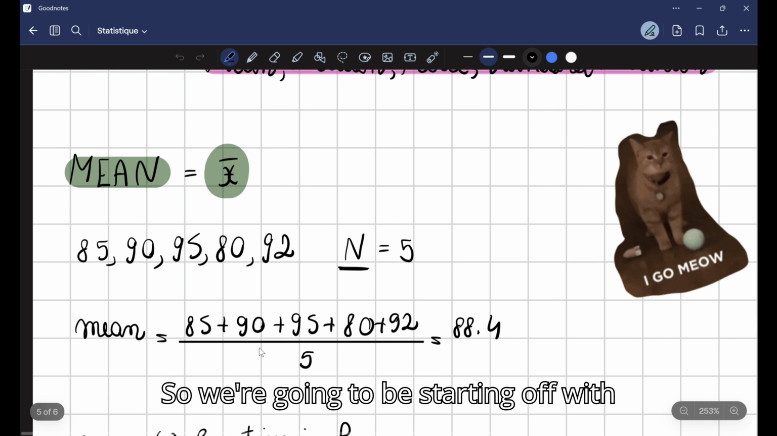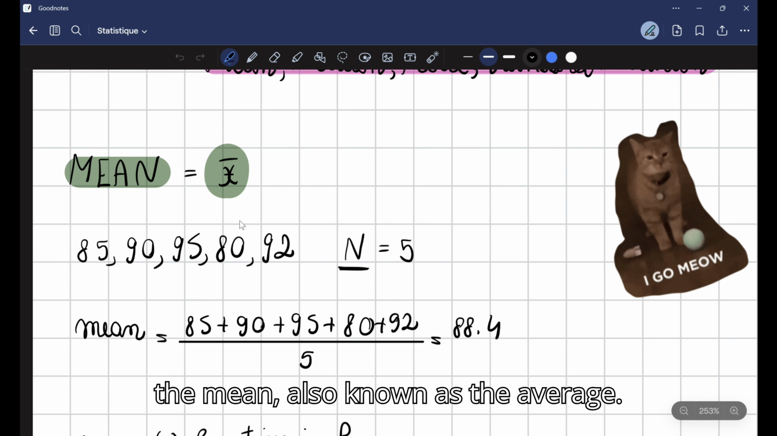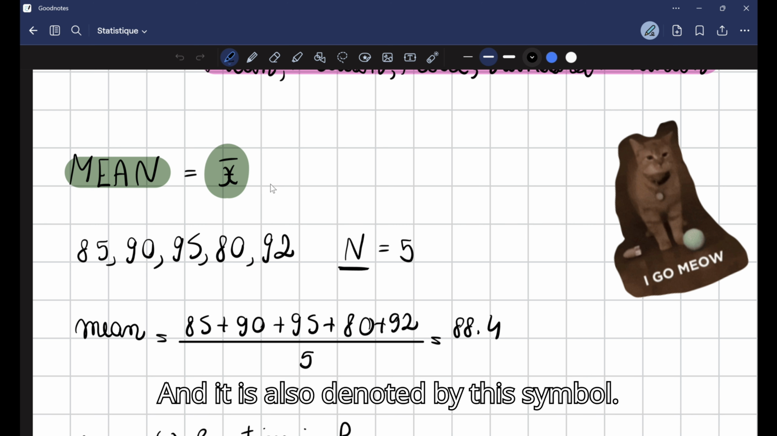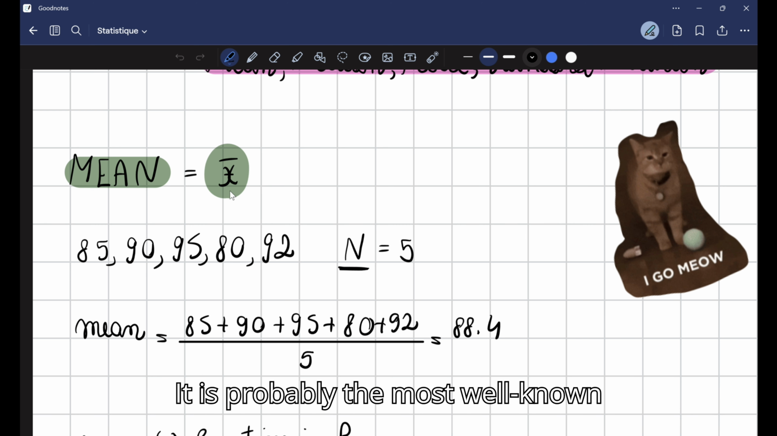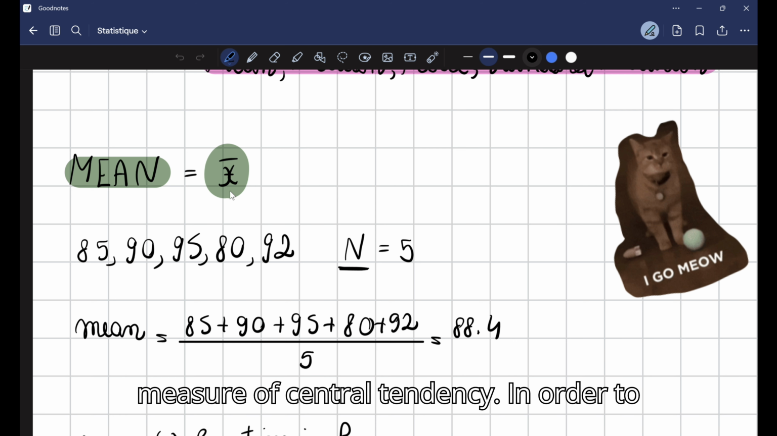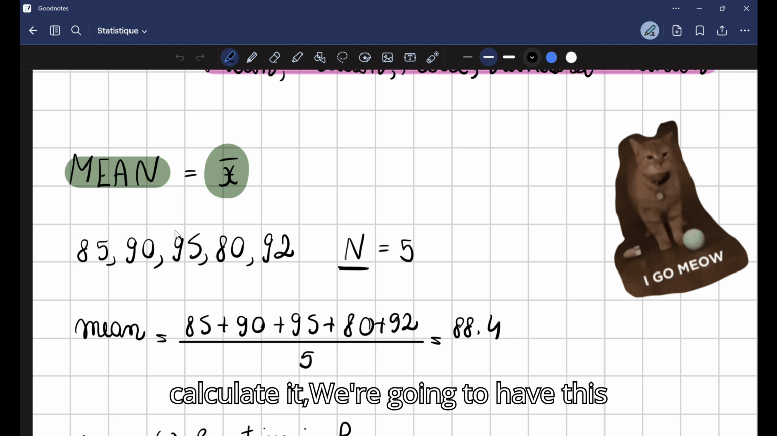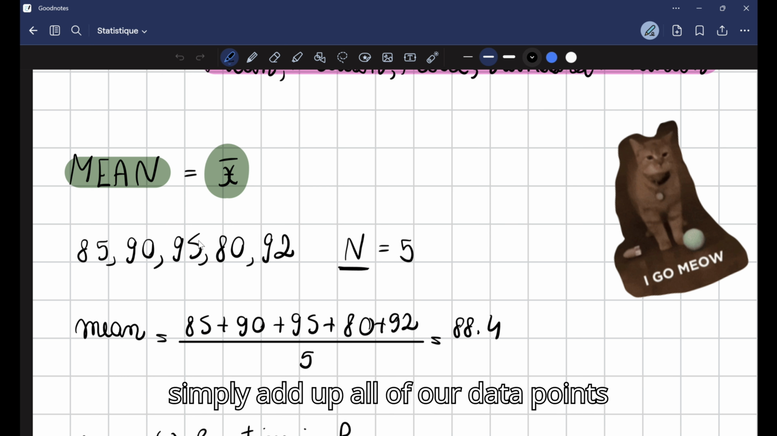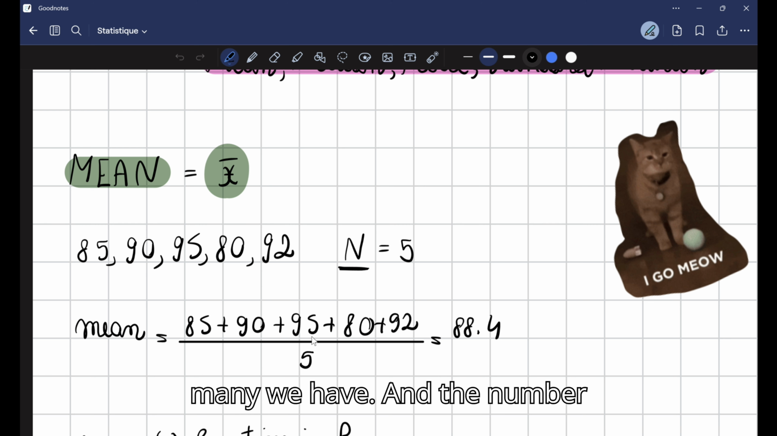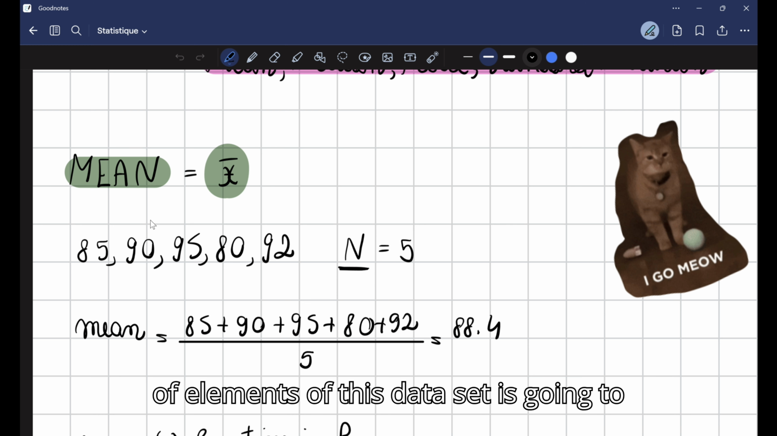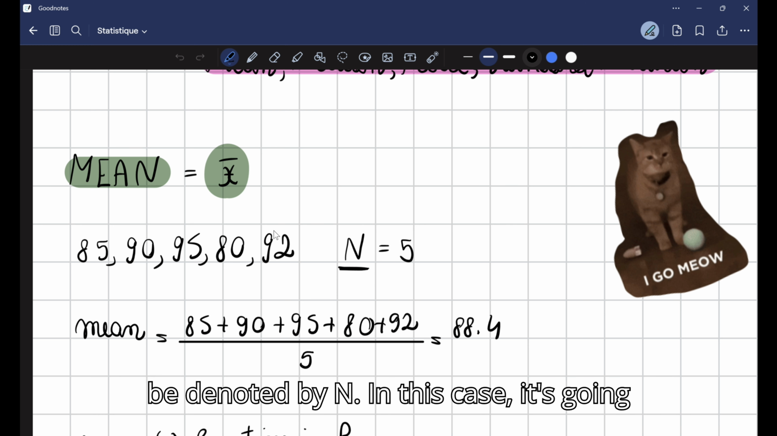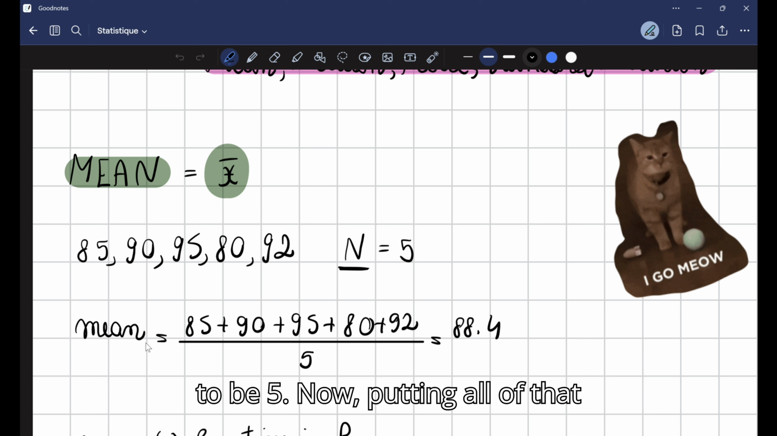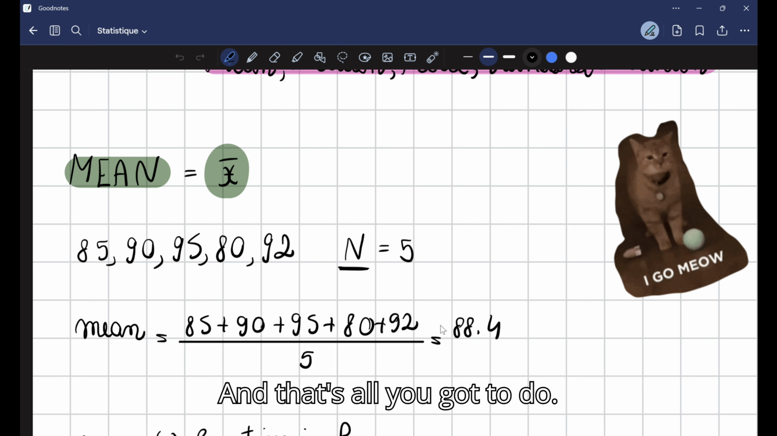So we're going to be starting off with the mean, also known as the average. It is also denoted by this symbol. It is probably the most well-known measure of central tendency. In order to calculate it, we're going to have this data set, and what we would have to do is simply add up all of our data points within our data set and divide by how many we have. The number of elements of this data set is going to be denoted by n. In this case, it's going to be 5. Now, putting all of that together, we get our mean, and that's all you got to do.